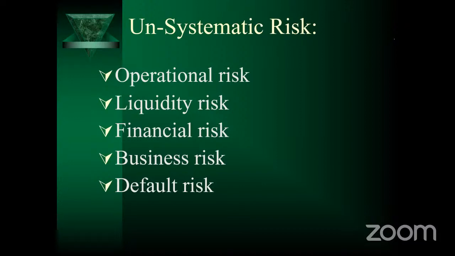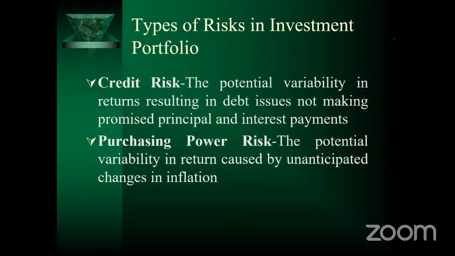So these risks can be controlled and managed by the business organization if proper preventive as well as precautionary measures are taken. Okay, so there are two types of risk. Please remember, one is systematic risk, second one is unsystematic risk. These are the types of risk which are there in the investment portfolio. Whenever we are going for portfolio management, these are some of the risks which are associated.